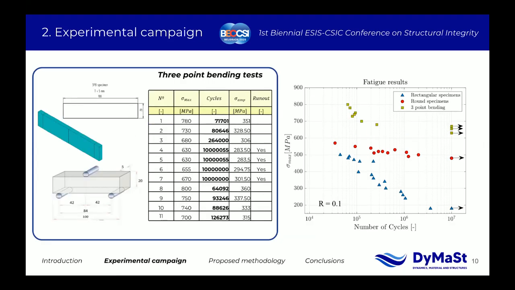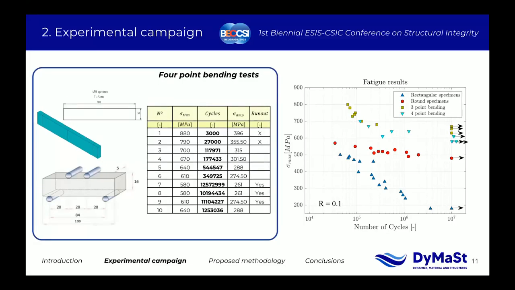If we now move to the 3-point bending test, we tested 11 specimens, and we obtained the results that we can see here in the slide. Also very interesting is that in this experimental campaign, we obtained 4 run-outs, which, as you may know, is quite costly for us because it's a problem. If we continue now with the 4-point bending test, we also obtained 3 run-outs. You can see the representation there.